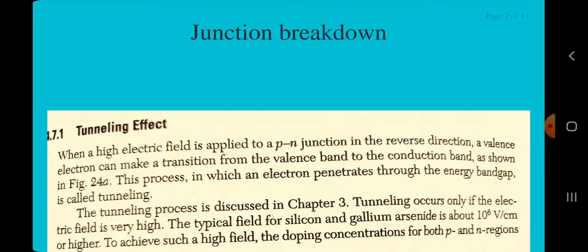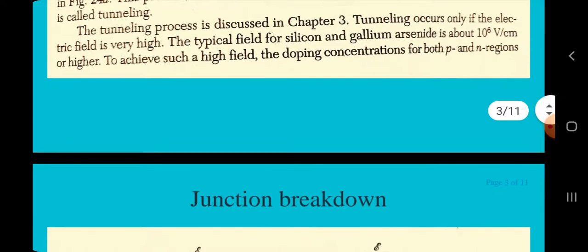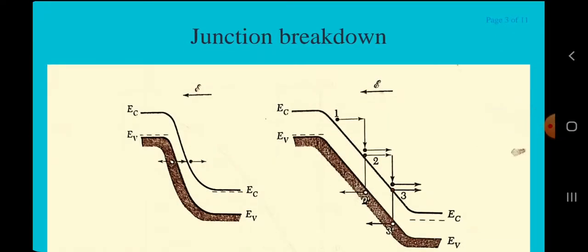When a high electric field is applied to a PN junction in the reverse direction, a valence electron can make a transition from the valence band to the conduction band, as shown in this diagram. This process in which the electron penetrates through the energy band gap is called tunneling. The tunneling process occurs only if the electric field is very high. The typical field for silicon and gallium arsenide is about 10^6 volts per centimeter or higher. To achieve such a high electric field, the doping concentrations for both P and N regions must be quite high, that is, greater than 5 x 10^17 per cubic centimeter.